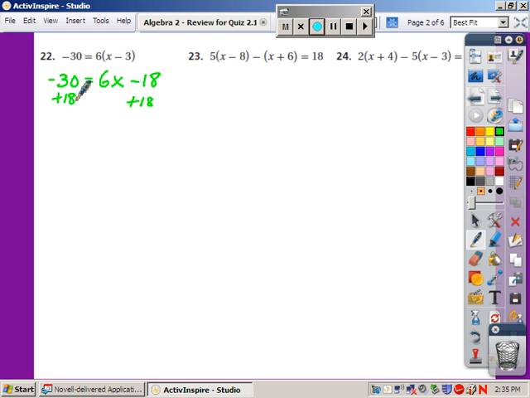What I want to do is isolate the variable term. In other words, get the variable term by itself first. That's going to be negative 12 equals 6x. And then I'm going to divide by 6. That is isolating the variable. These things would cancel out. Negative 12 divided by 6 is negative 2. And that's the final answer.